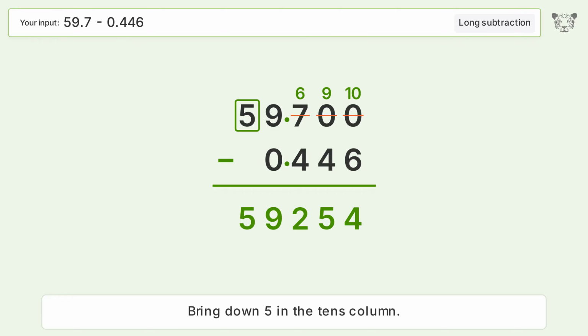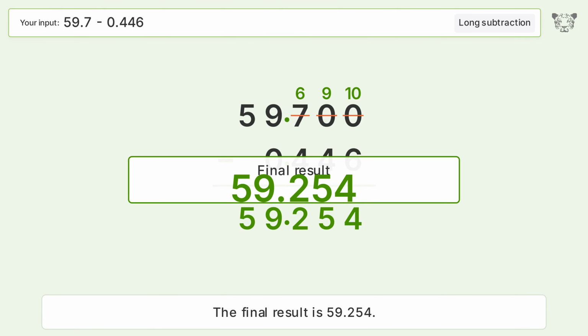Bring down 5 in the tens column. Bring the decimal point straight down into the answer. The final result is 59.254.